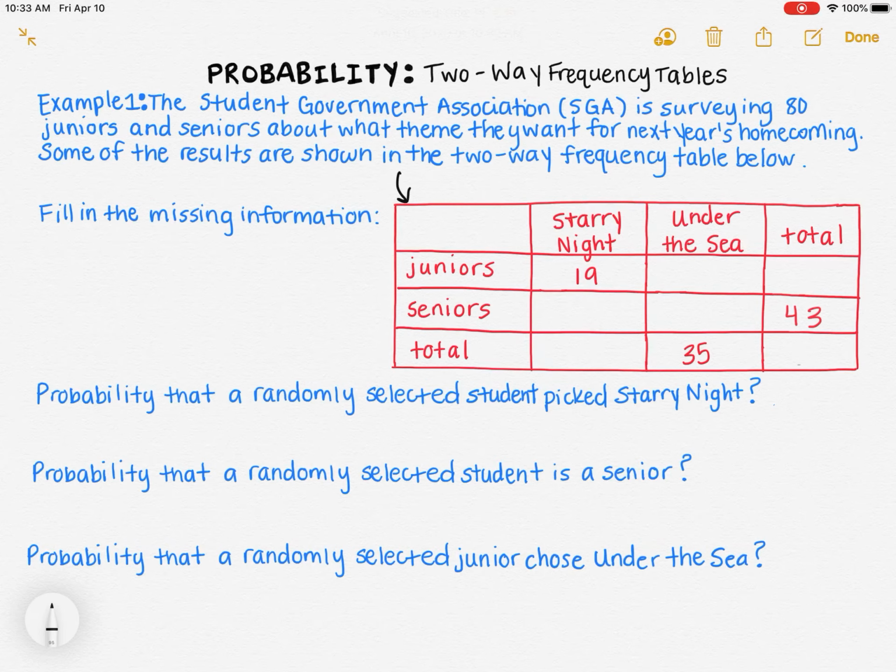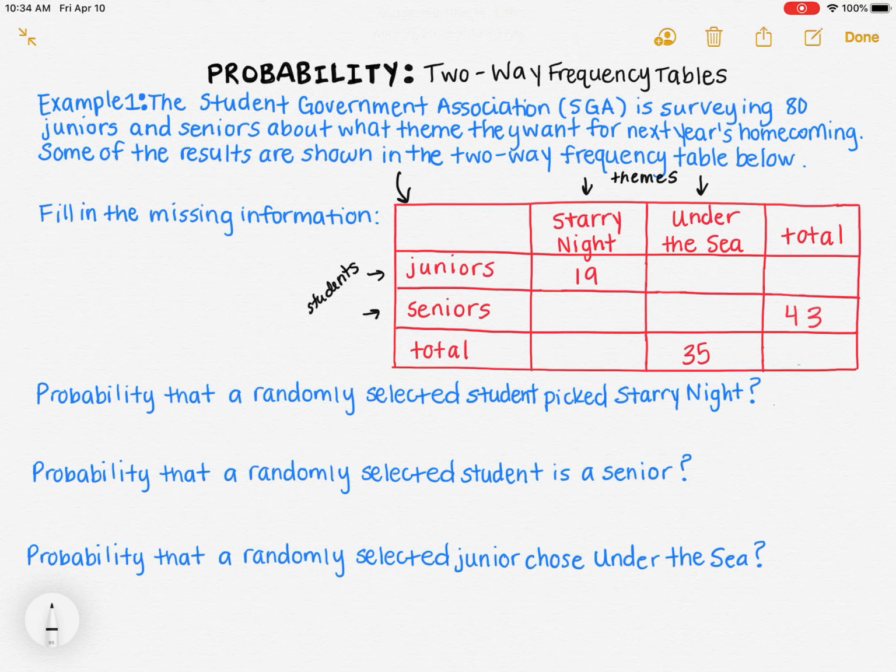I have two columns for the themes. The two themes they were asking students about were Starry Night and Under the Sea. Then we've got two rows, which are the two different categories of students. And of course, I have a whole separate column and row just for my totals.